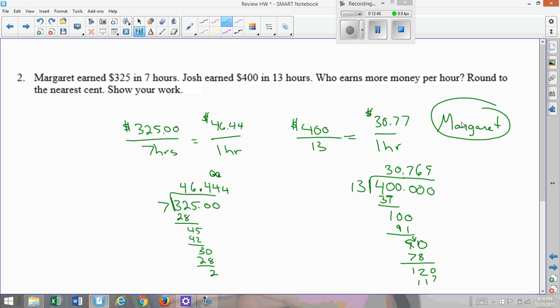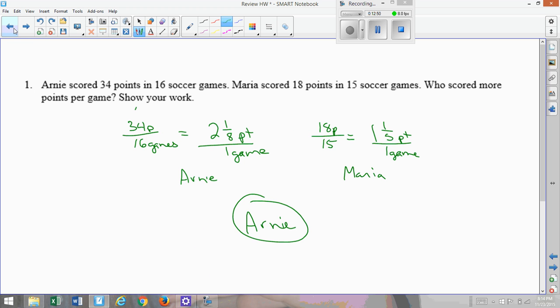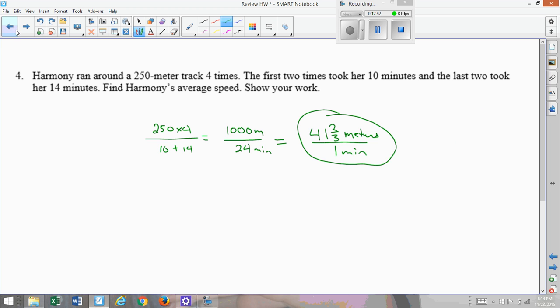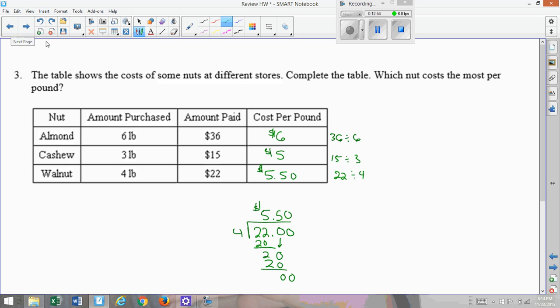I'm actually going to backtrack and make sure that I answered one of the questions in the back. So bear with me. It says which nut costs more per pound here, and that's going to be almond.